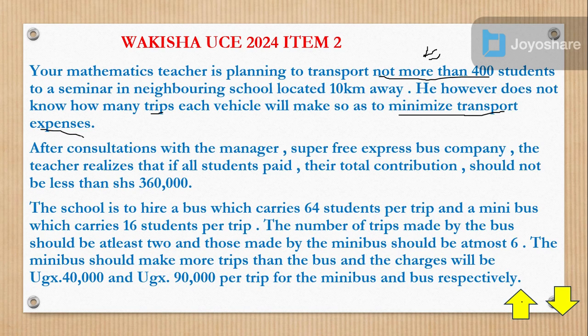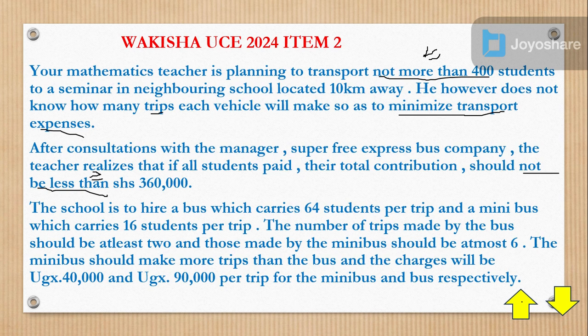Note that the word is to minimize. After consultations with the manager, Super Free Express Bus Company, now this is a bus company, the teacher realizes that if all students paid, their total contribution should not be less than. Now, this language here, should not be less than, has got a meaning in linear programming. So, should not be less than 360,000. This means that it should be greater than or equal to 360,000.